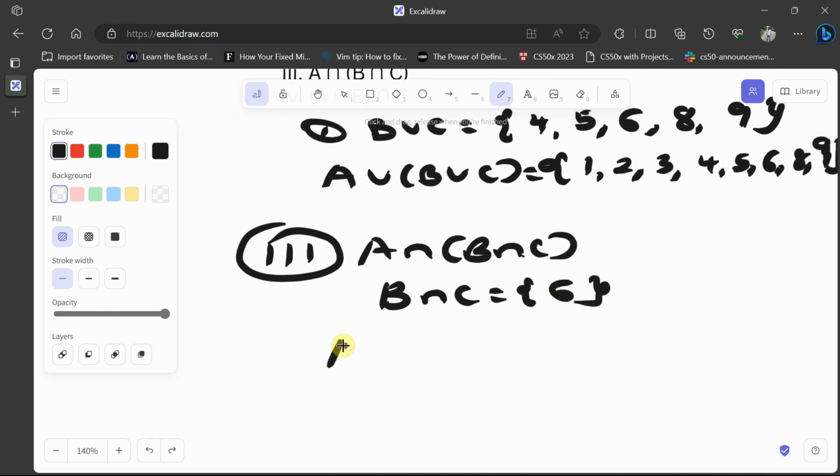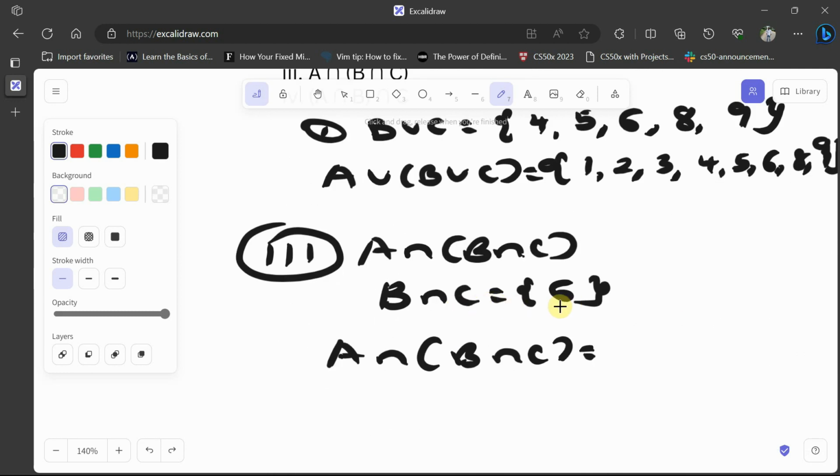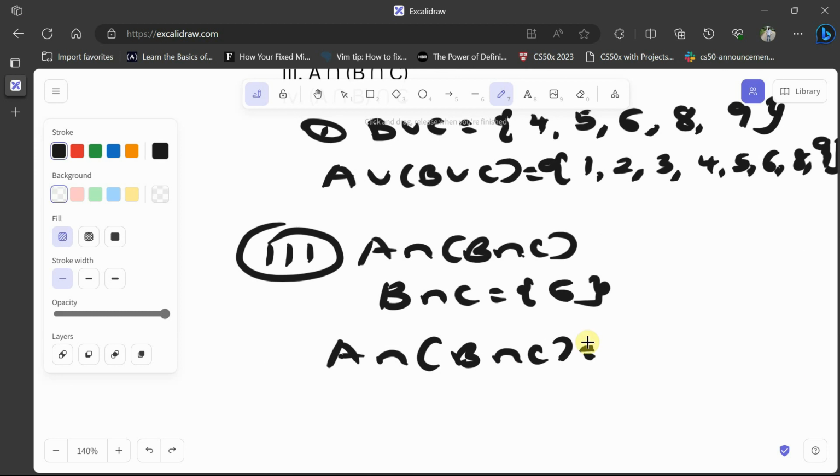So A intersection B intersection C. This would be what? What is common in A and this B intersection C, which is 6. So the reason that's common to both of them is 6. So at the end of the day, the answer for this is 6 when I do the intersection, right?